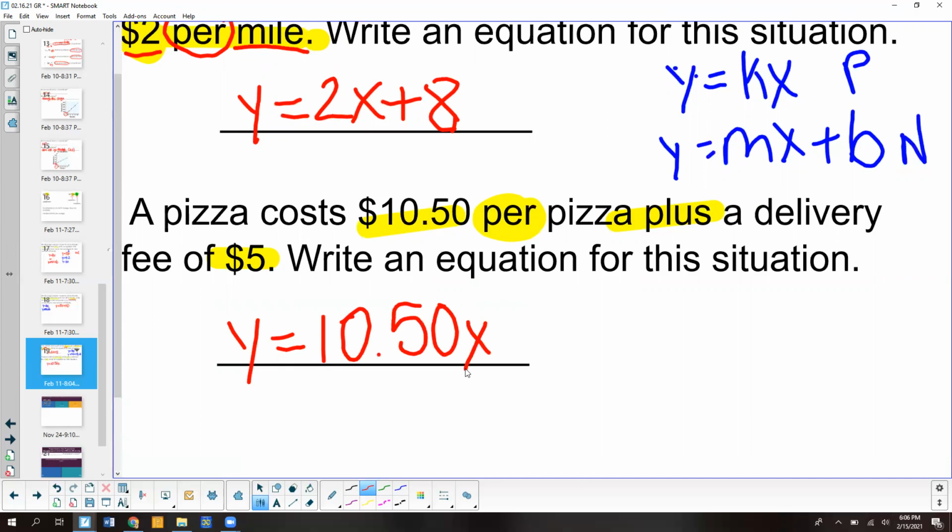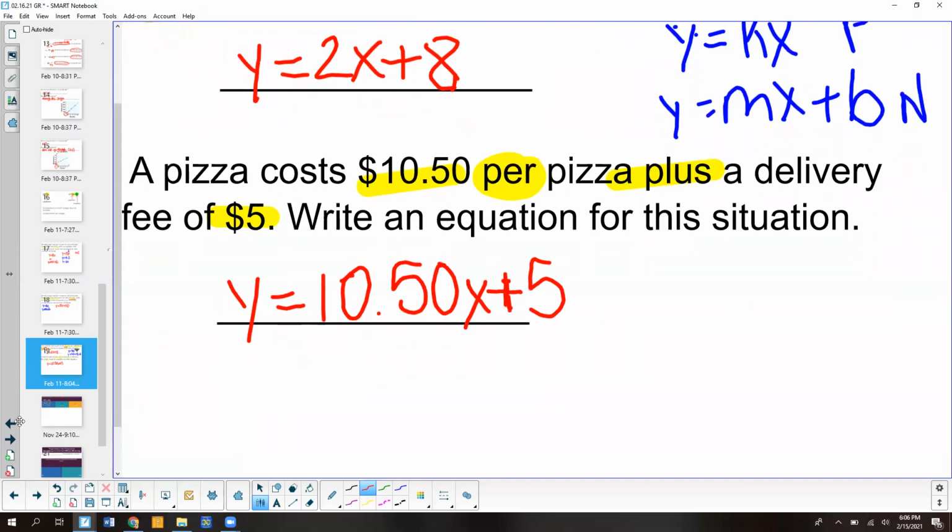And then we're paying that delivery fee, and that's a one-time fee. So that's going to remain our constant, a one-time fee of $5. So that would be an equation that we could write for that one. Once we see more examples, we'll get a little more familiar with it.